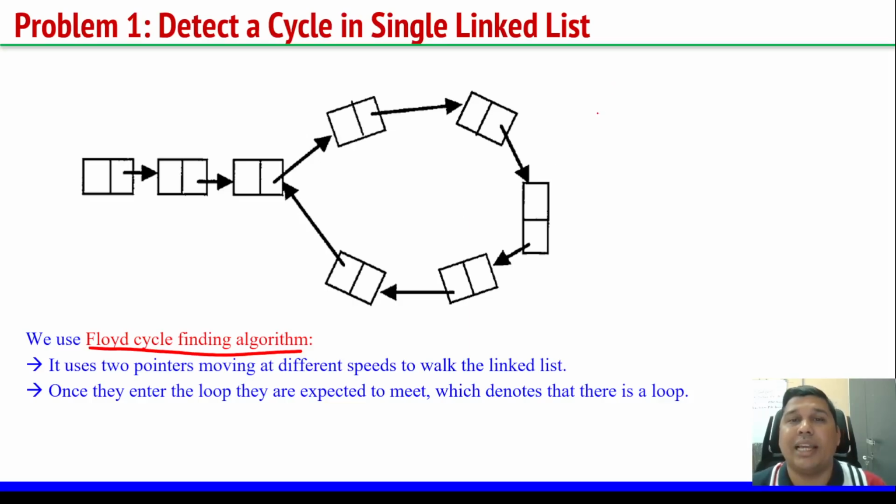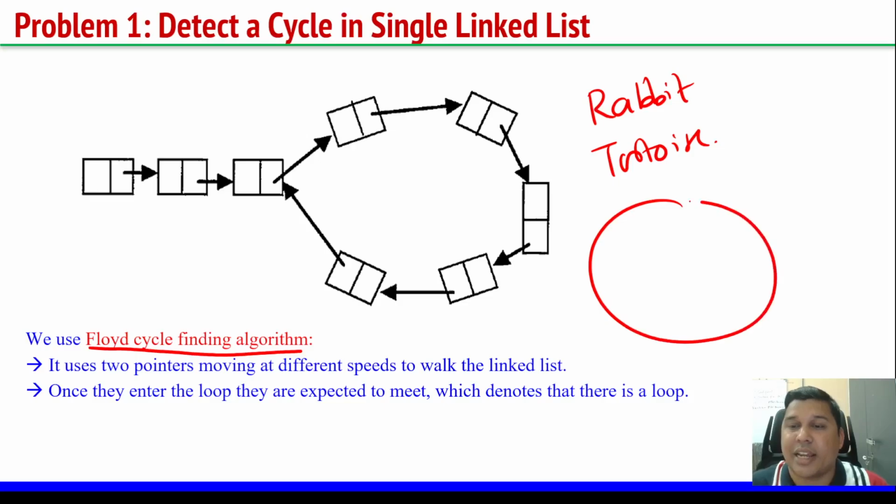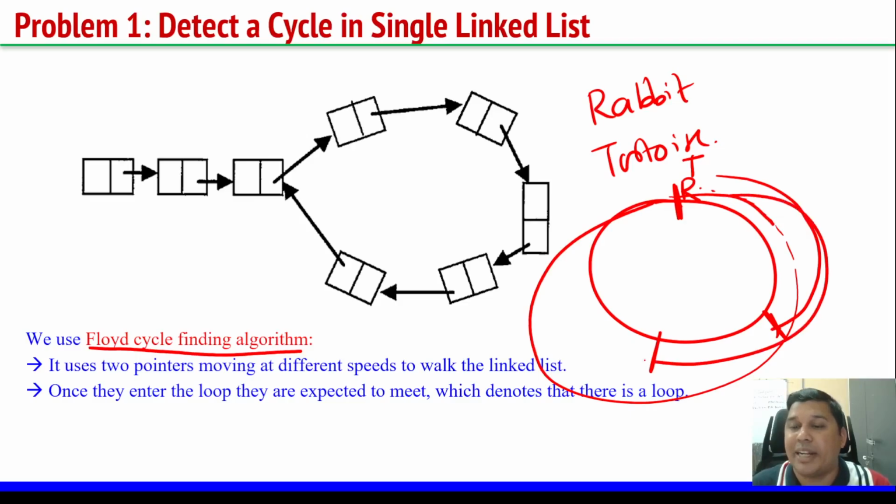So we know the game of rabbit and tortoise, right? They will be running a race in a cycle. If they are running in a circle, for example, rabbit is here and tortoise is here. Both start. Rabbit runs very fast, tortoise at some slow speed. By the time rabbit reaches here, tortoise is somewhere here. Again rabbit continues its second loop. By the time tortoise comes here, rabbit will come and meet it here.